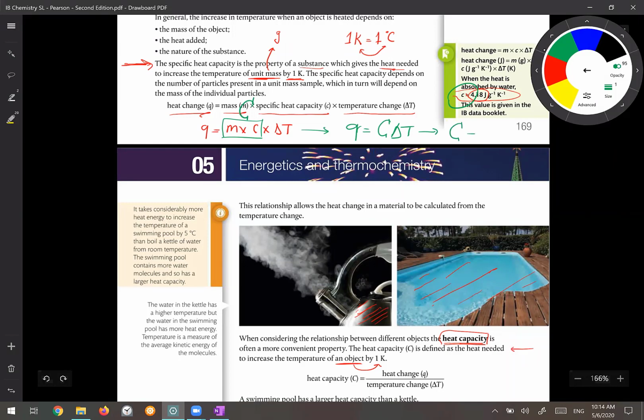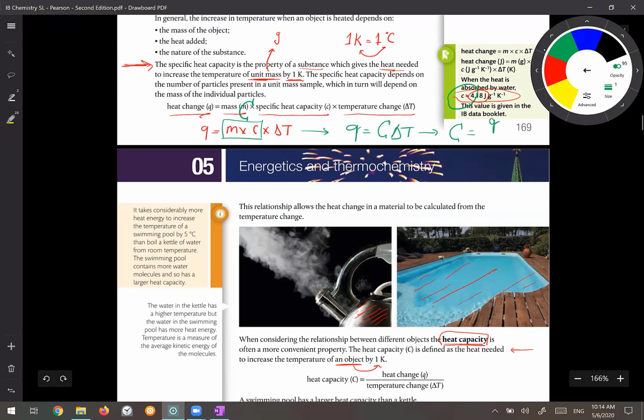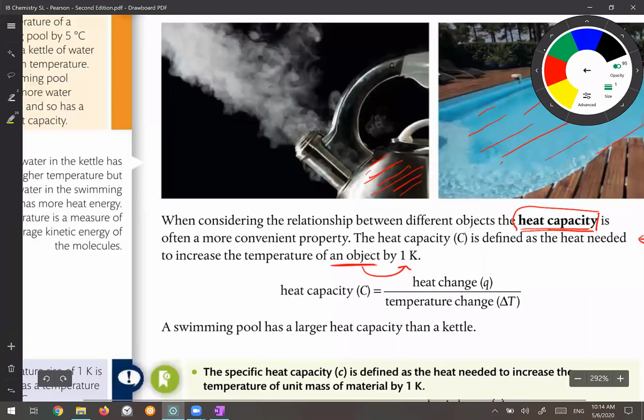So the heat capacity is the amount of heat which transfers to that substance over the temperature change of that substance, which is given here. So from this equation, you must know what is the unit for heat capacity, because the unit for the heat change is joule, it's energy, and the unit for the temperature change is Kelvin. So heat capacity is joule per Kelvin. But specific heat capacity was joule per gram per Kelvin. So there is a difference between the unit of heat capacity and specific heat capacity as well.